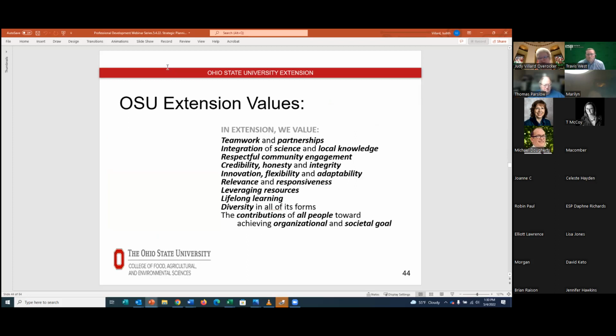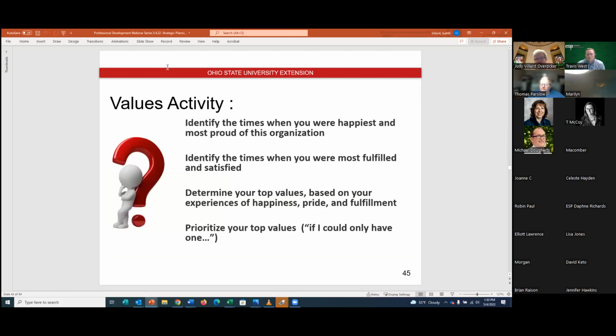And here are the Extension values. And they looked at all those and went, wow, that's a whoosh. Those are a lot of things. I don't know if we can be all those things. And so I said, well, how can we decide what we are, locally? And so I had a values activity for them.